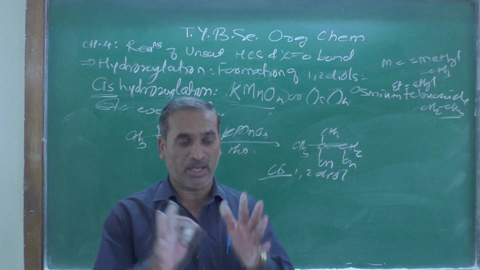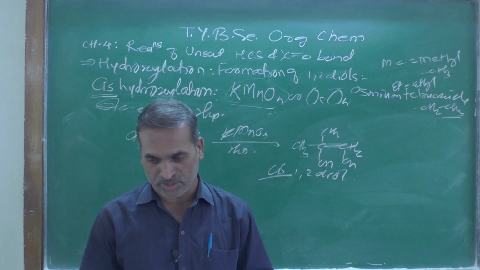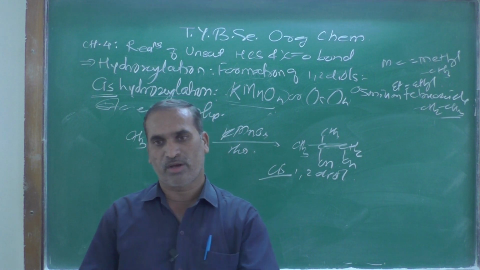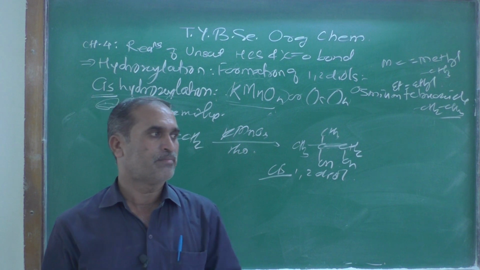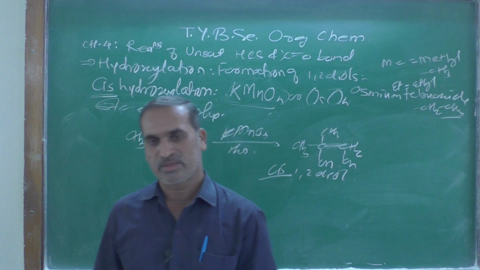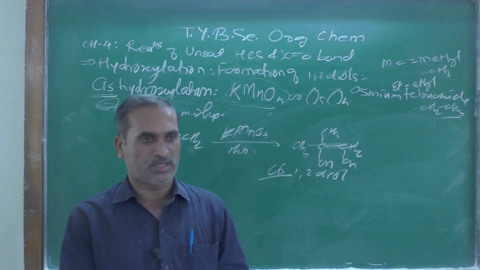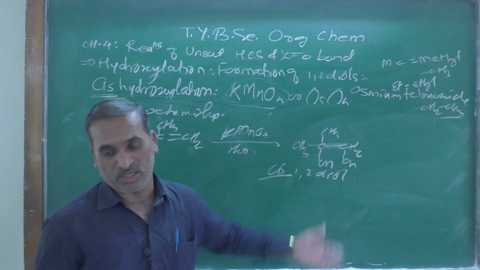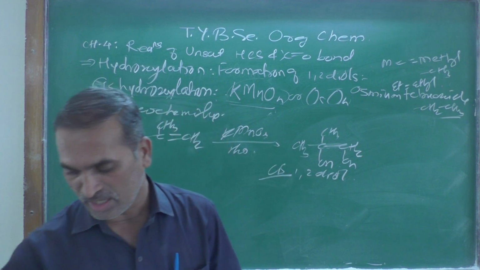The remaining topic is trans-hydroxylation: what type of reagent is used for obtaining the trans isomer, which is exactly opposite to this cis? That we will see in the next lecture.